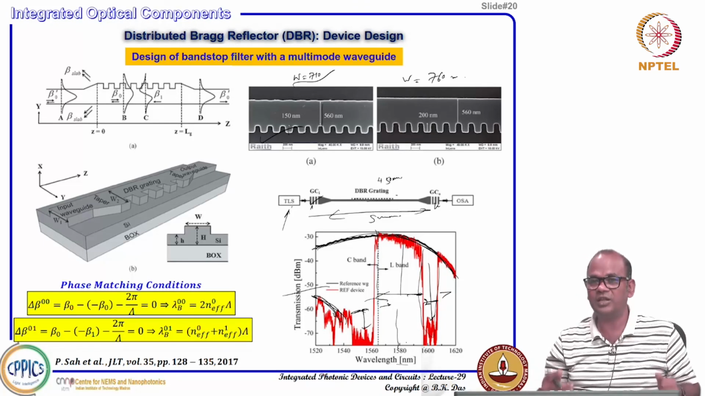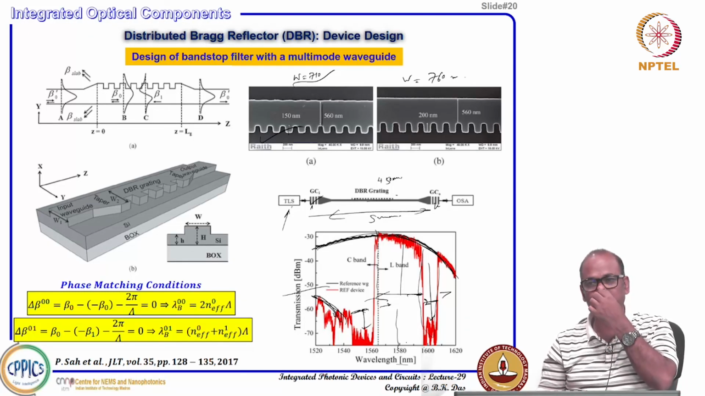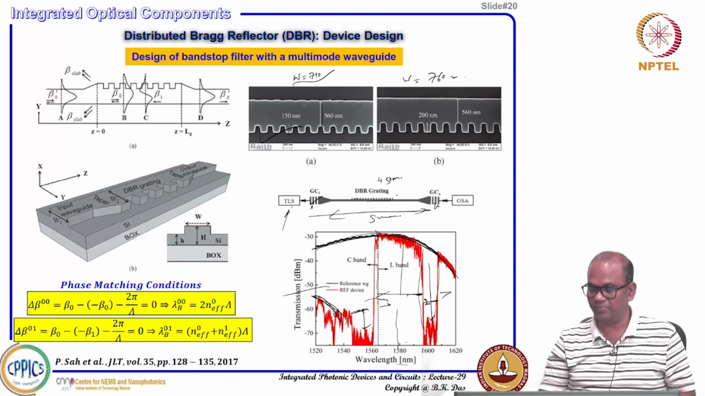So you can selectively transmit a certain bandwidth through the silicon waveguide structure or DBR structure.